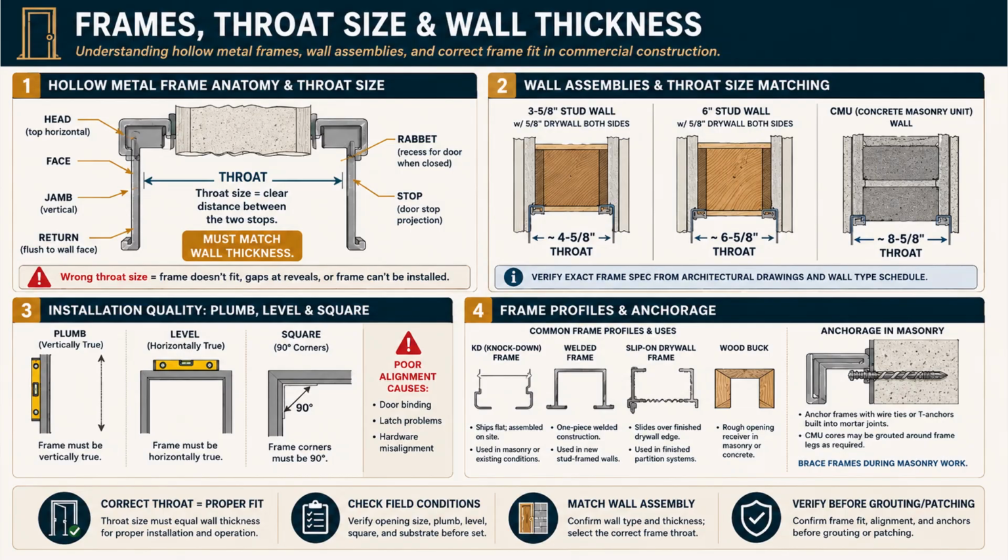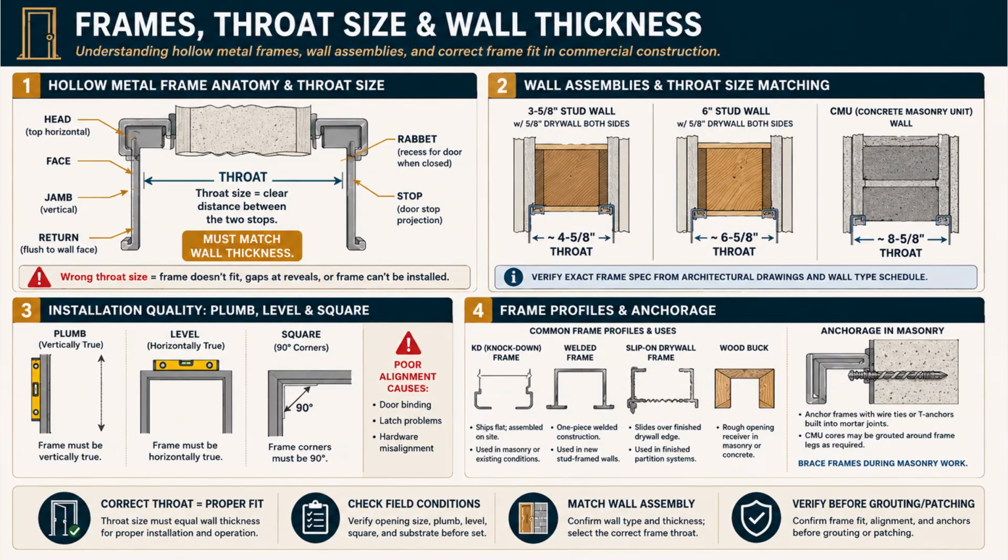And the throat. The throat is the clear distance between the two stops, and it must match the wall thickness. Here's the warning. The wrong throat size means the frame doesn't fit. You get gaps at the reveals, or the frame can't be installed at all. So how do you get it right? Look at the top right panel, wall assemblies, and throat matching.